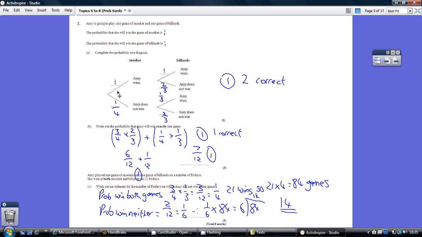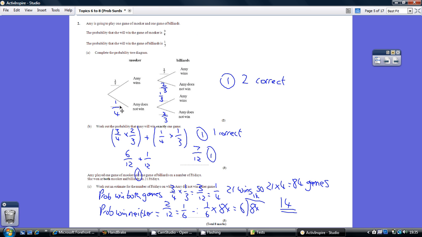So think of the branches, it's Amy winning and then not winning. So that's 3/4, then 2/3. It's 3/4 and then not winning, so it's and, so that's timesing. 3/4 times 2/3. Other option, Amy not winning and then Amy winning. So a quarter and a third. So it's a quarter times a third.